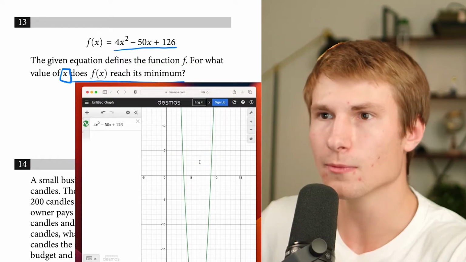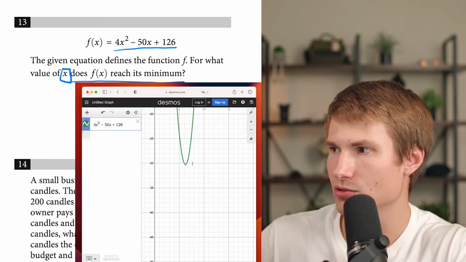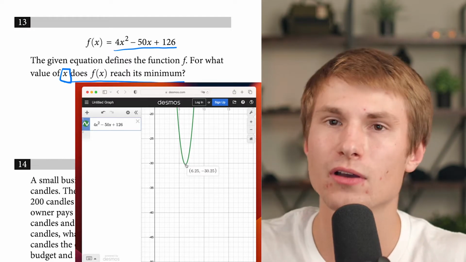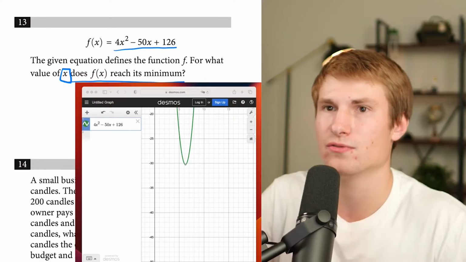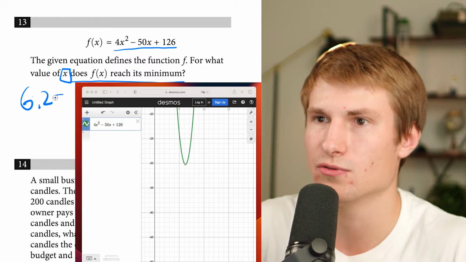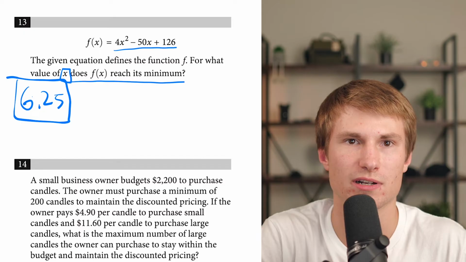Okay, from here, we're asked for what value of x does f of x reach its minimum. So we're going to go down to find where it reaches its minimum. We see that's at 6.25 and negative 30.25. We're asked for the value of x, so that'd be 6.25. Okay, so 6.25, let me try to write, there we go. 6.25 is our answer there. Okay, and now I'll go ahead and hide Desmos so we can move on to our next question.